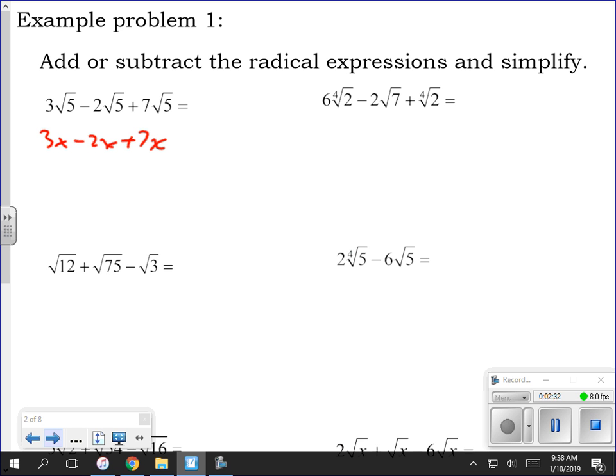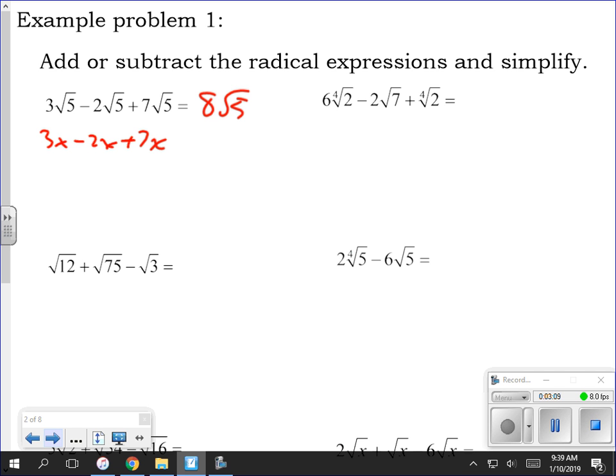I have 3 root 5 minus 2 root 5 plus 7 root 5. I have 3 apples. I take away 1 apple, and I add 7 apples. How many apples do I have? Doesn't matter whether I'm talking about apples or x's or root 2's. It's treated the same. It's like terms. So I have 3 root 5s minus 2 root 5s. That's 1 root 5. Plus 7 root 5 means that I have 8 root 5. Okay, they have to be like terms. So they're like terms, like radicals. I can add them together.